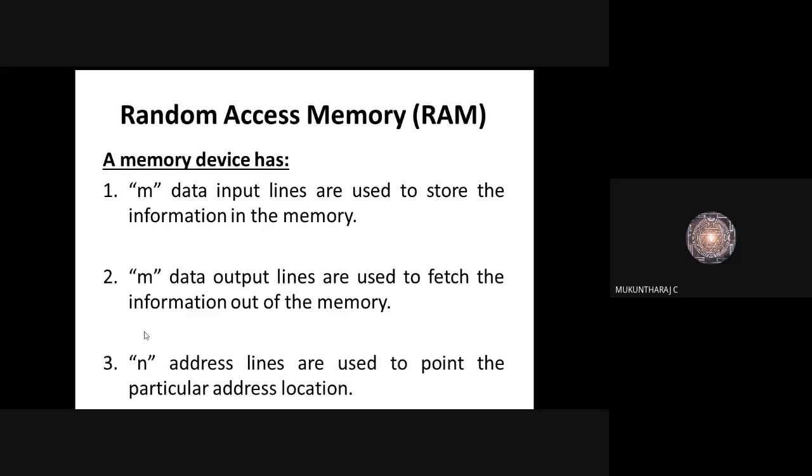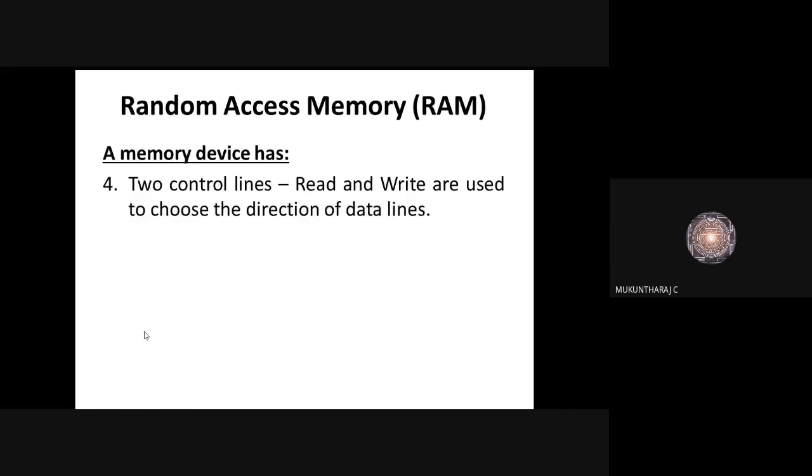Then here, N represents the address lines, to point to the particular address location. Based on the address lines only, we will locate the memory cell inside the memory to read or to write the data. Then in addition to these three lines, input, output, and address lines, we have 2 more control lines, which help to perform the read and write operations.